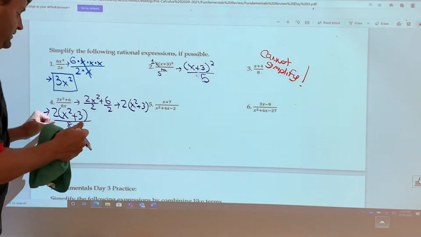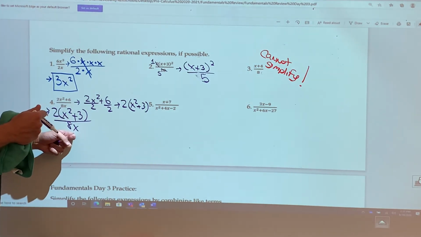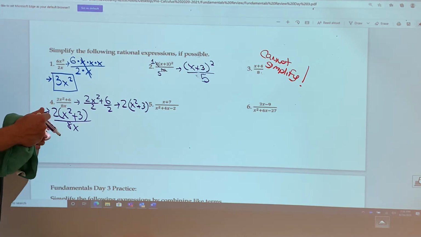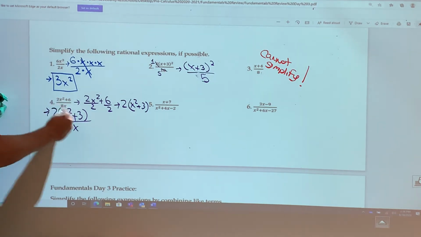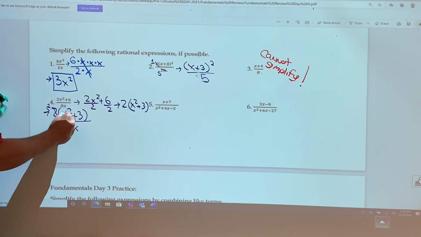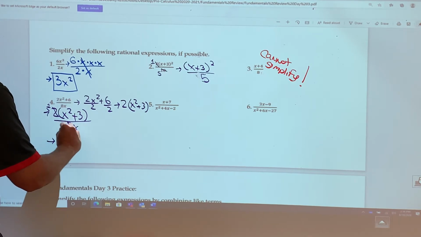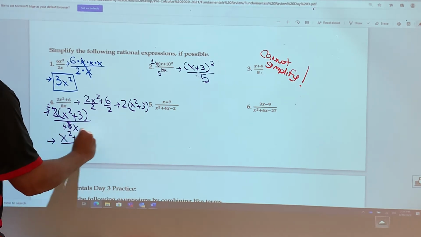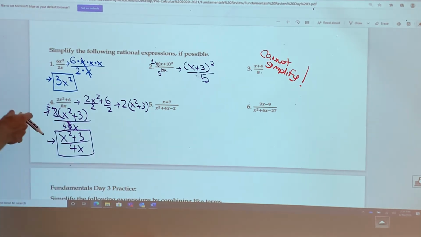Now ask yourself again, this looks a lot like number 2, where because we factored something out, we've got a monomial times a binomial over a monomial. Because they are both monomials, we can simplify them. What is 2 over 8 equal to? 1 over 4. So the final answer is x squared plus 3 all over 4x.